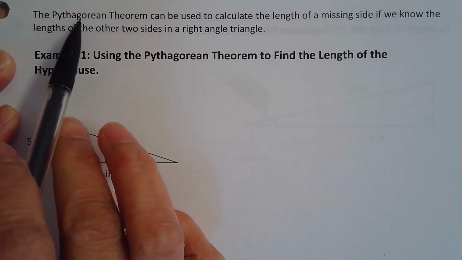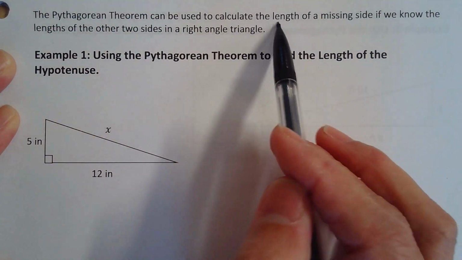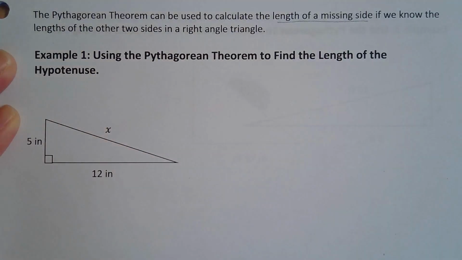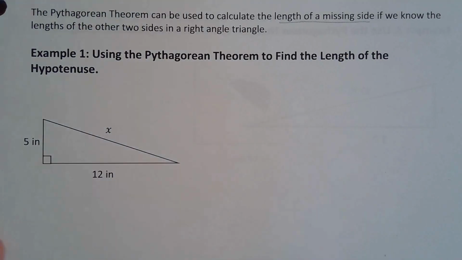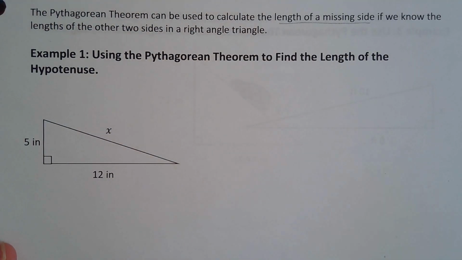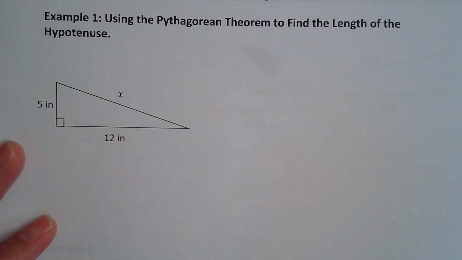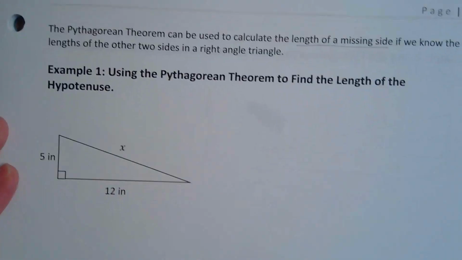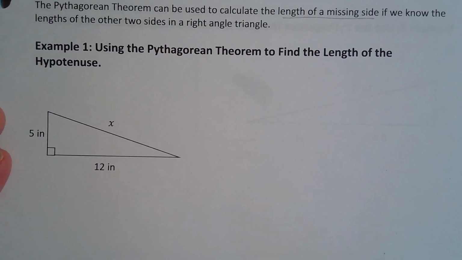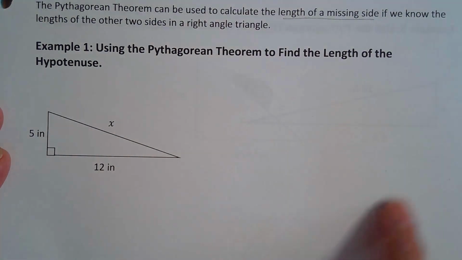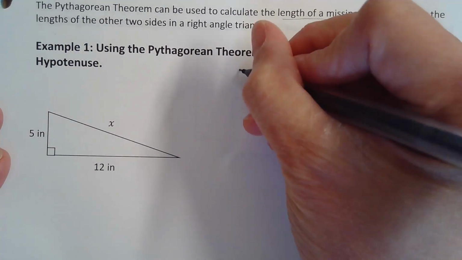So the Pythagorean theorem can be used to calculate the length of the missing side if we know the length of the other two sides. Okay. So this, like I said, is only used for a right angle triangle. I'm actually going to give you the formula over here, okay? So the formula for the Pythagorean theorem.